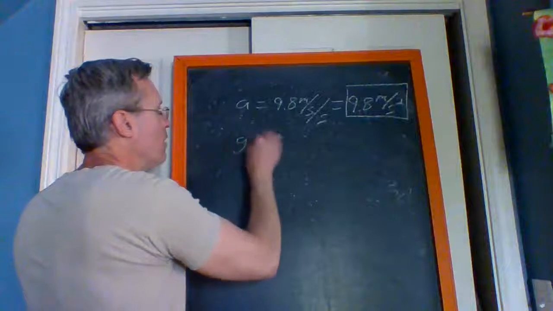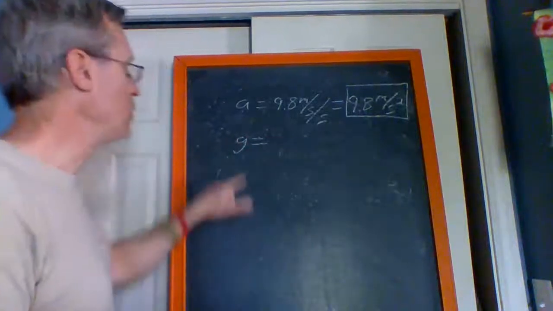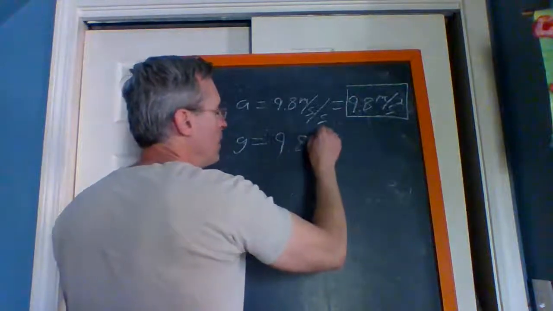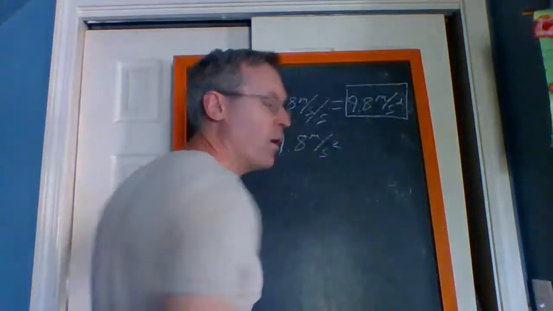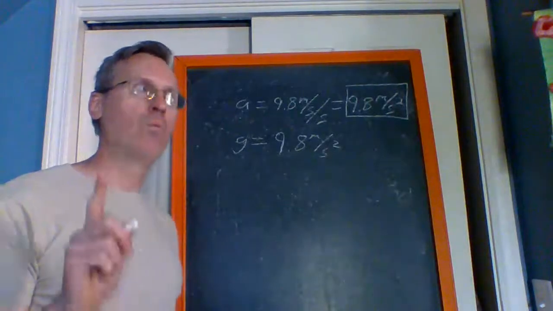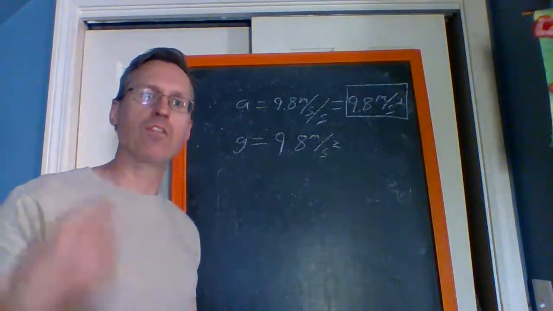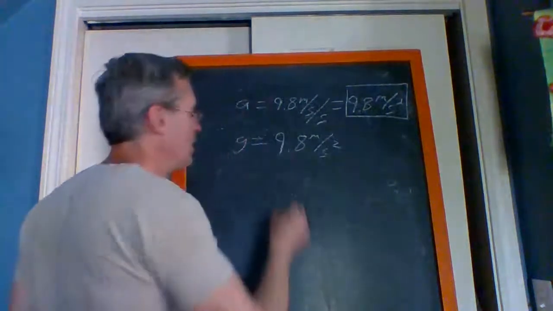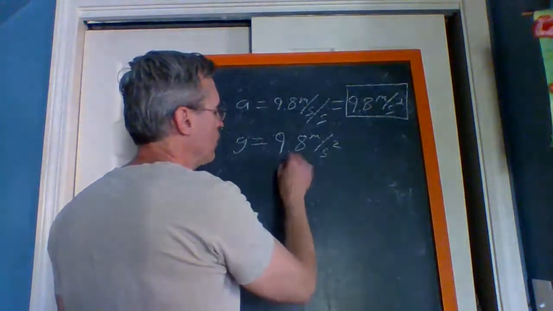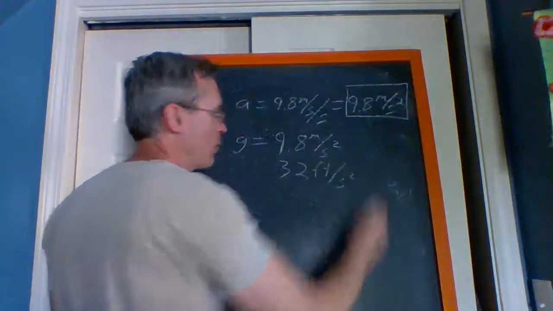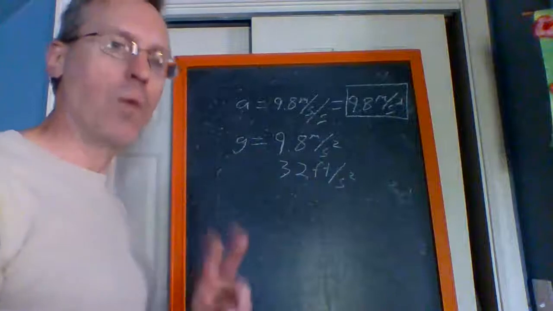We give it a small letter g for acceleration due to gravity. On Earth it is 9.8 meters per second squared. I want you to memorize that. I don't ask you to memorize a lot, but I do want you to memorize that. On Earth, the acceleration due to gravity is 9.8 meters per second squared, and in the English system that's 32 feet per second squared. So I want you to memorize that.